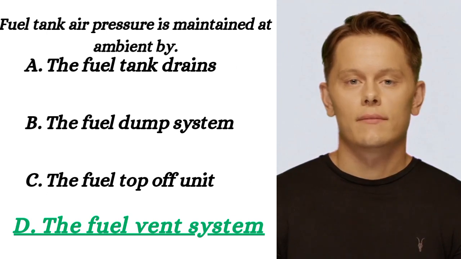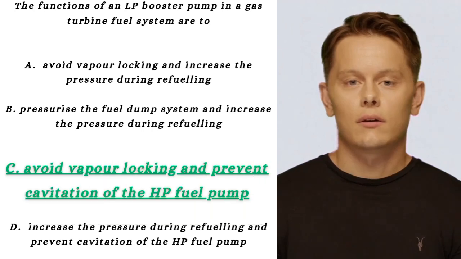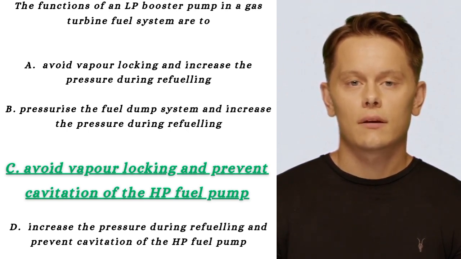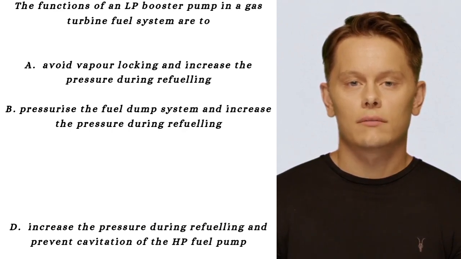Question 3. Fuel tank air pressure is maintained at ambient by. The answer is D. The fuel vent system. Question 4. The functions of an LP booster pump in a gas turbine fuel system are to. The answer is C. Avoid vapor locking and prevent cavitation of the HP fuel pump.